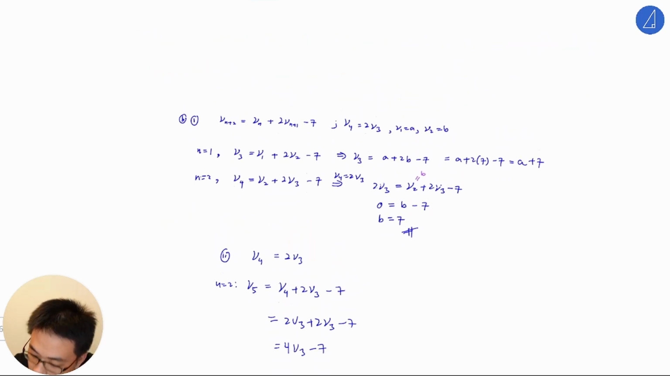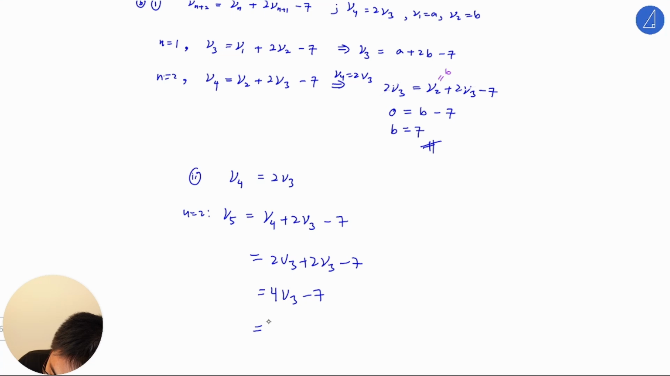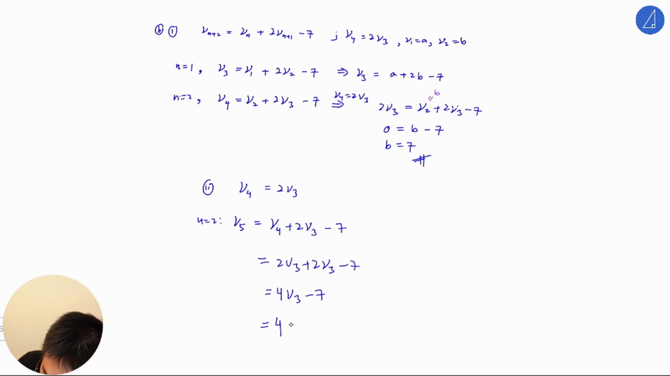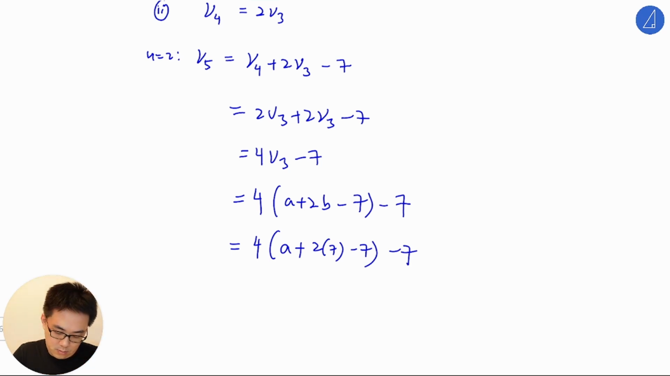So 4V3 will be 2A. This is 4A plus 2B minus 7 minus 7. Then it will be 21.